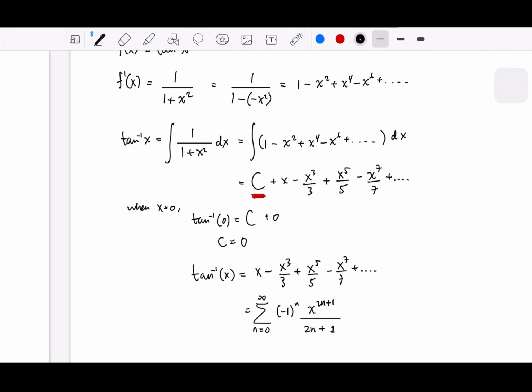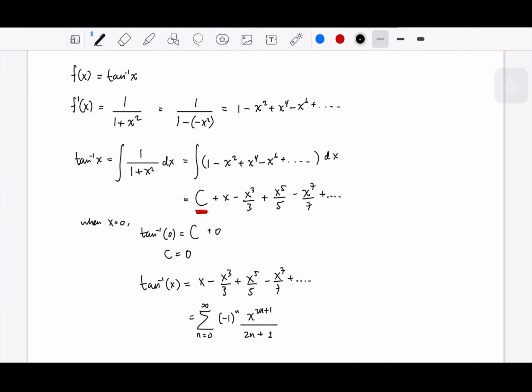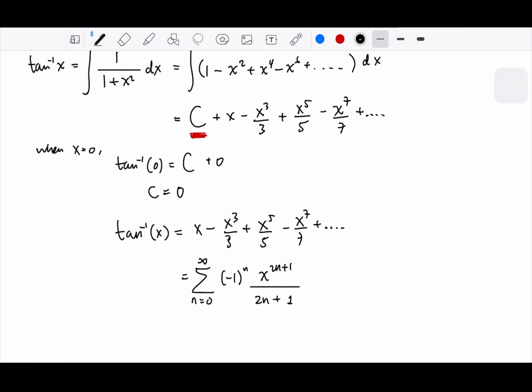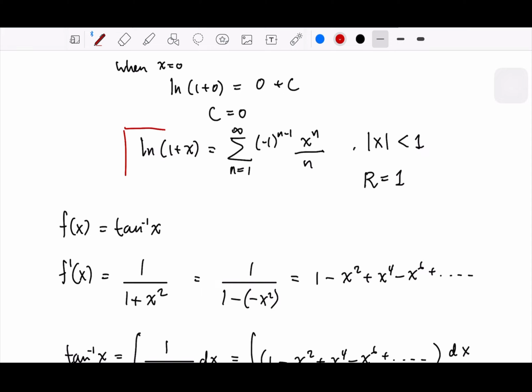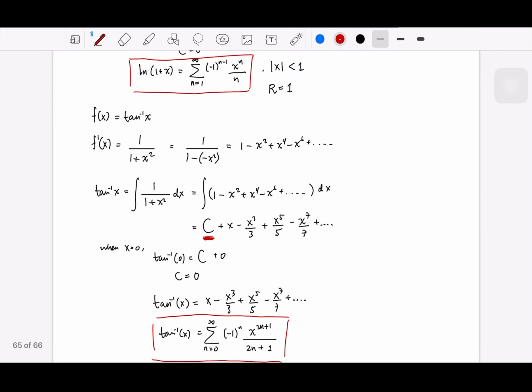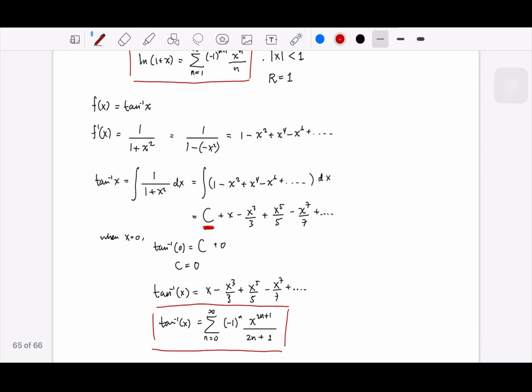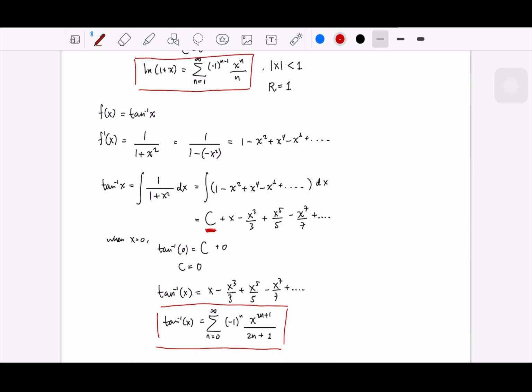Okay. This is tangent inverse x. This is ln(1 plus x). Okay, maybe I will give you another example.